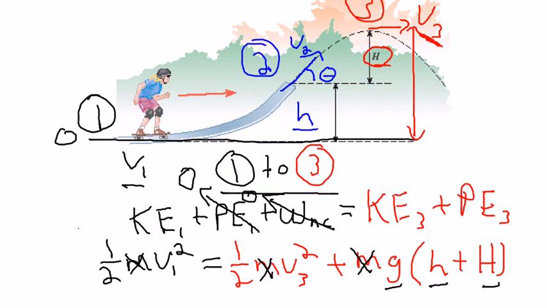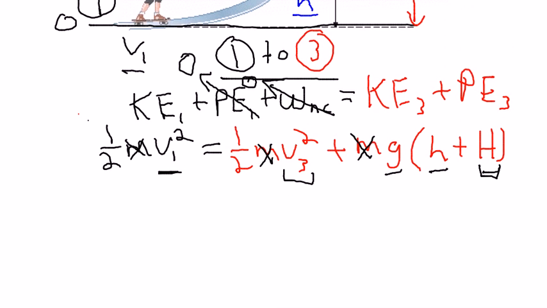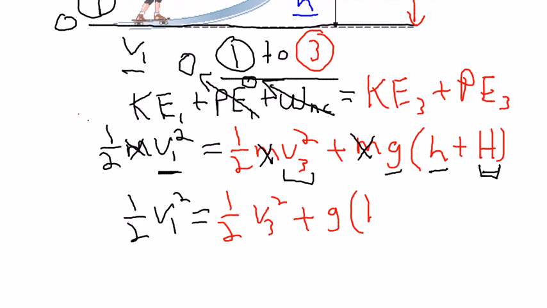And so we're left with an equation. v1 is given to us, but we want to find capital H, and we do not yet know what v3 is. So we can rewrite our equation for later use: 1/2 v1 squared is equal to 1/2 v3 squared plus g times (h plus capital H). But in order to solve, we need to determine what v3 is.